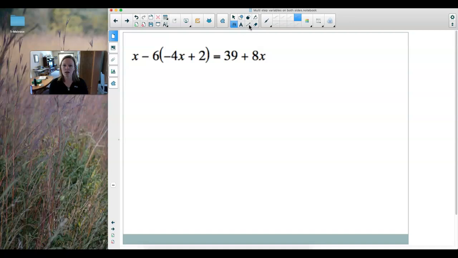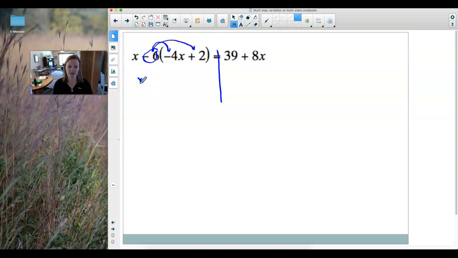On this one, again, always start by putting that line in the middle. I'm looking at one side and recognizing that I see some parentheses here that I need to get rid of. Now here's a little bit of a tricky part. We see this minus sign here. That minus sign is attached to that 6. So when we distribute, we need to distribute the negative.